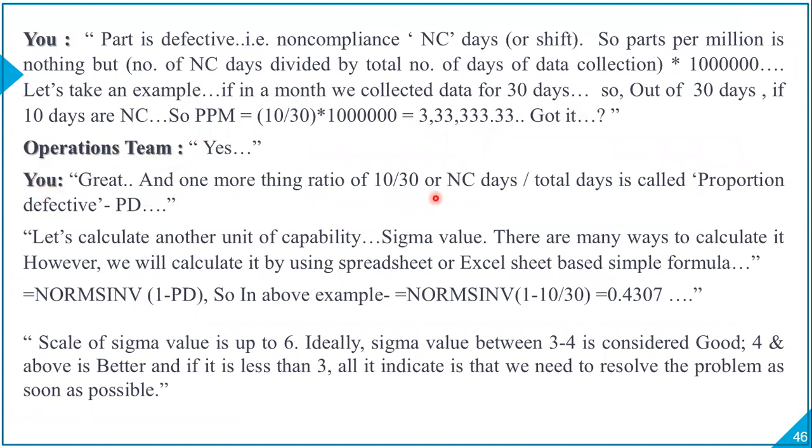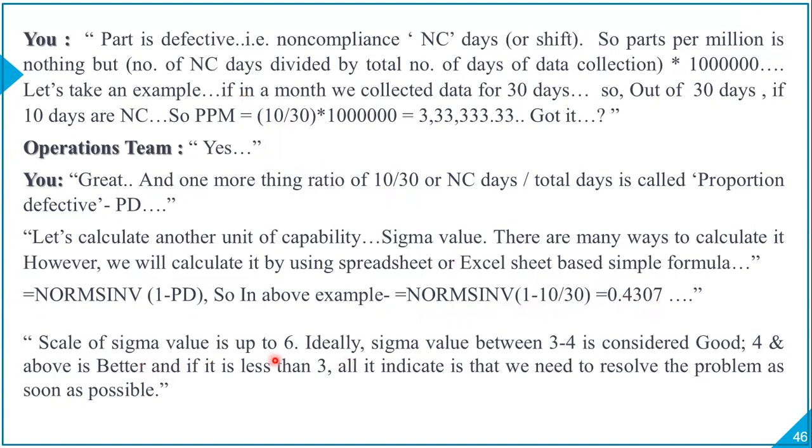And one more thing, the ratio of 10 by 30, or NC days by total days, is called proportion defective, PD. Let's calculate another unit of capability, that is sigma value. There are many ways to calculate it. However, we will calculate it by using a spreadsheet or Excel sheet based simple formula. And the formula is equal to NORMSINV in bracket 1 minus PD. So in our example, it is equal to NORMSINV in bracket 1 minus 10 by 30, which is PD, right? And the sigma value is 0.4307. This is how you can calculate. This is just a hypothetical example we have taken over here.